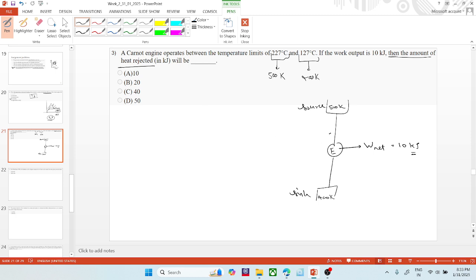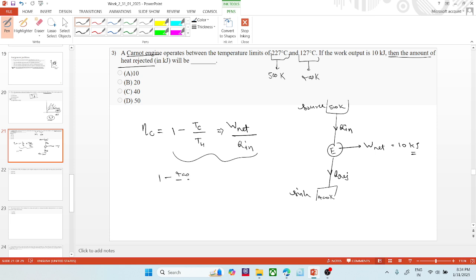What they have asked is the amount of heat rejected, so this is Q in and Q rejected. The efficiency of a Carnot engine is 1 minus the sink temperature divided by the source temperature. Also, it is equal to W net by heat supplied. So we will put the values here.